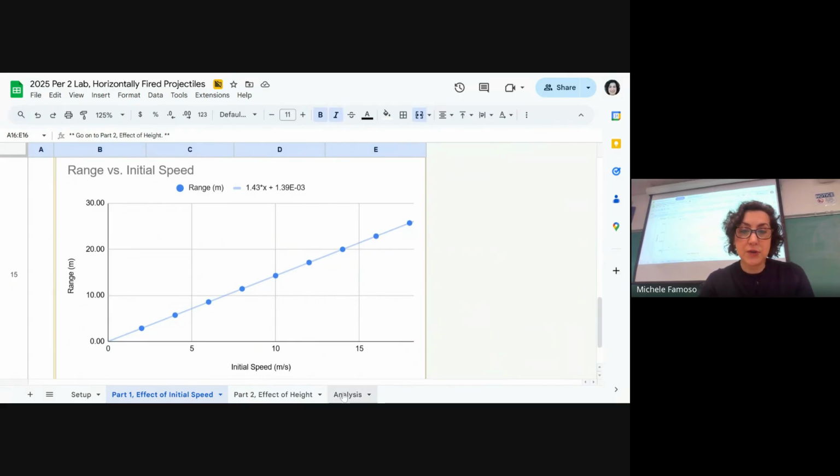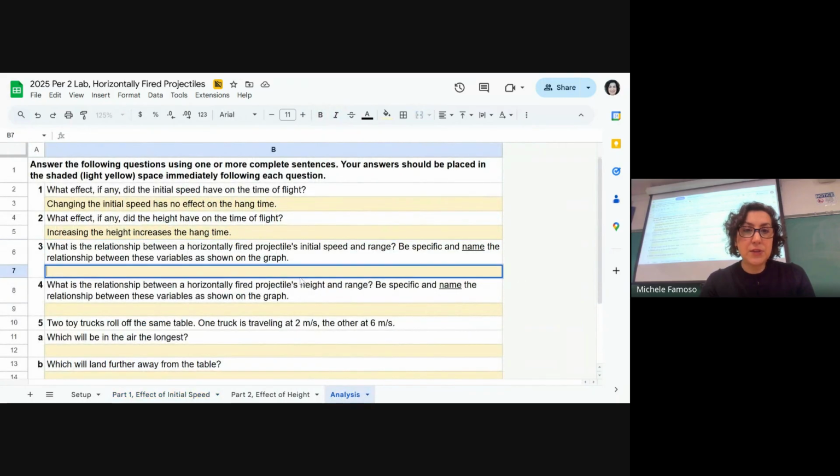So let's go ahead and answer that. So what is the relationship? We're going to say the relationship is a direct one. Or maybe it's better to say there is a direct relationship between initial speed and range. Direct relationship between initial speed and range.